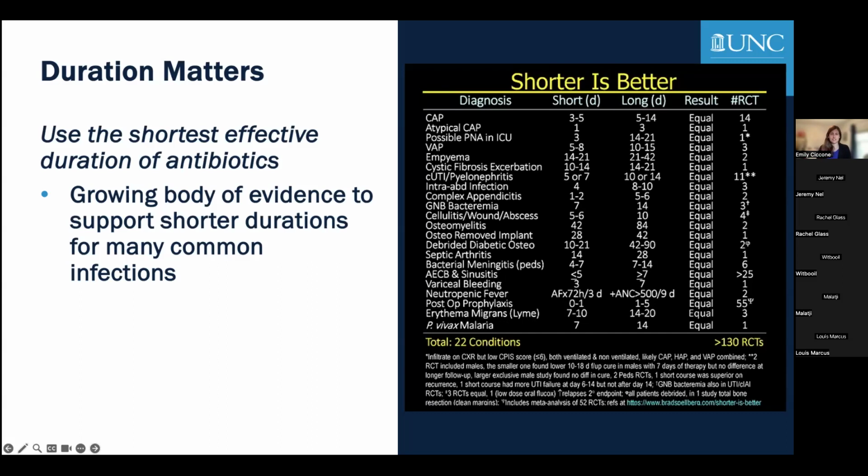And basically in all of these things listed here, a short duration of treatment has been shown to be non-inferior to a longer duration of treatment. There are some exceptions. Acute otitis media in kids, 5 days was inferior to 10 in one randomized control trial for kids under 2. So certainly it's not true for every condition, but for the vast majority of common infections, the more we learn, the more we realize that shorter durations are appropriate and just as effective. So something to keep in mind.